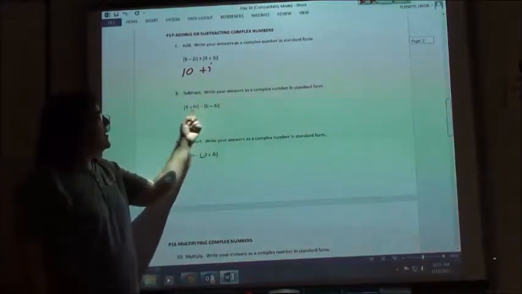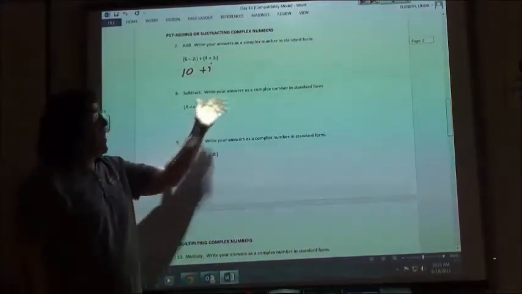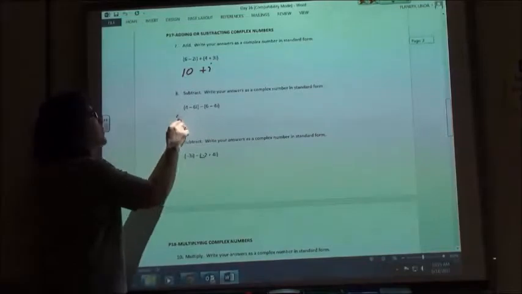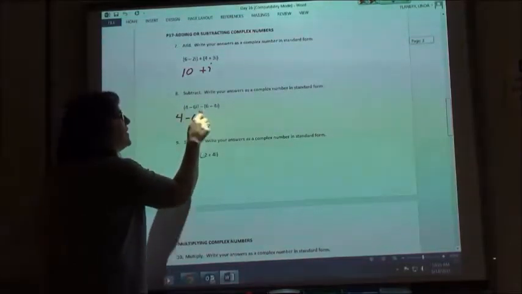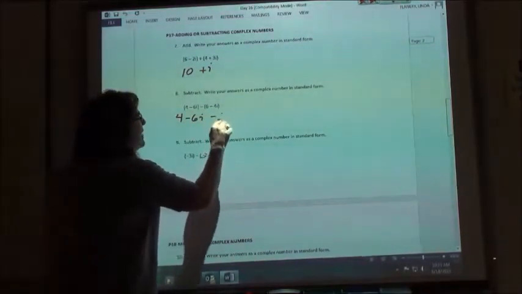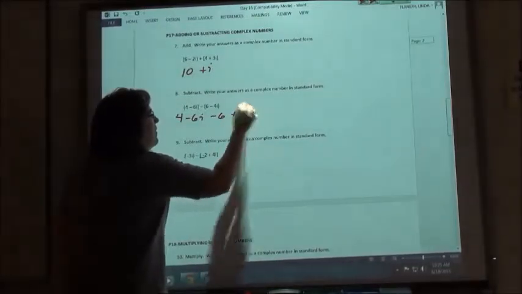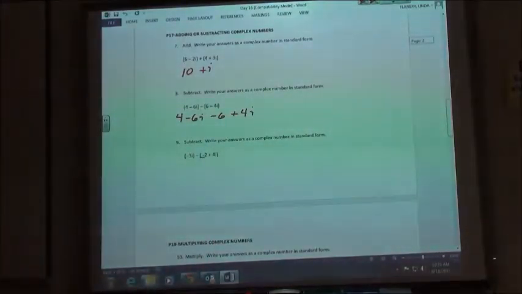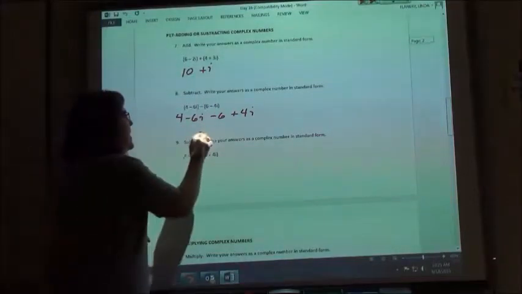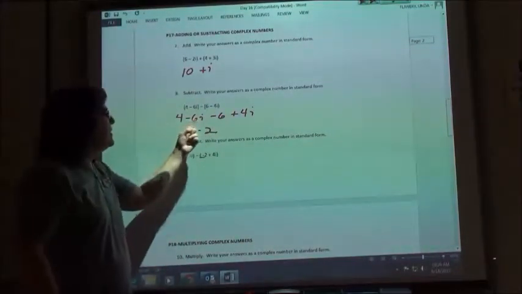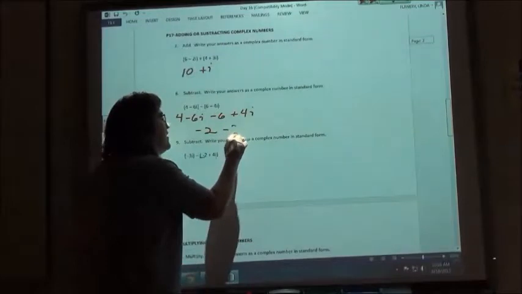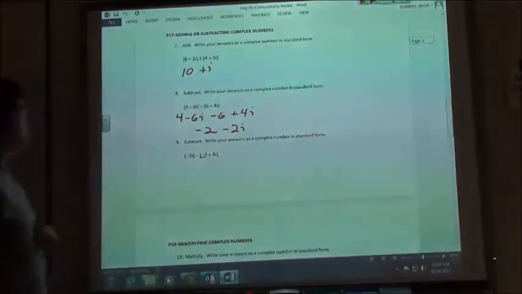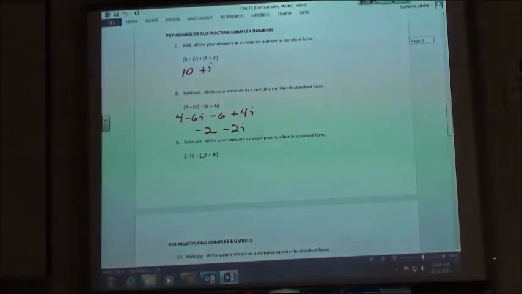When I subtract, I can either think of it as subtracting or adding the opposite. So I could do 4 minus 6i and distribute my negative. So negative 6 plus 4i. And then I'm combining my like terms again. 4 minus 6 is negative 2. Negative 6i plus 4i is negative 2i. So negative 2 minus 2i.